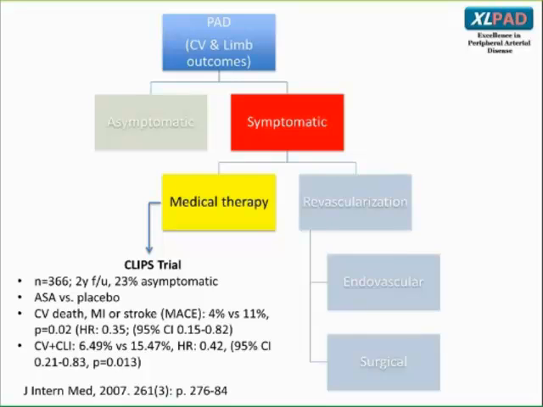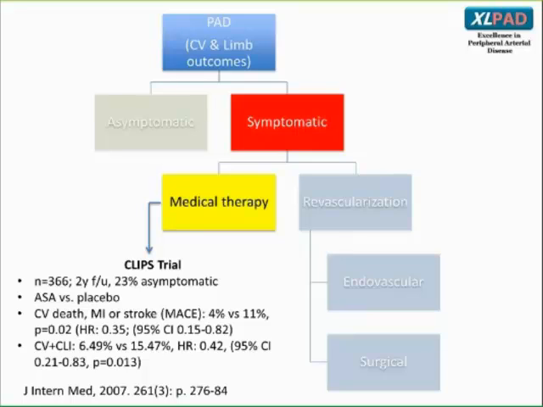This was a 366 patient study, published in 2007. It had 2-year follow-up, and the reason I highlight it is that though most of the patients had claudication symptoms, about a fourth of the patients were asymptomatic, and they were randomized to aspirin monotherapy or placebo. In terms of major adverse cardiovascular events, which included cardiovascular death, non-fatal myocardial infarction, and stroke, with a 2-year follow-up, there was a significant reduction of MACE events with aspirin therapy.